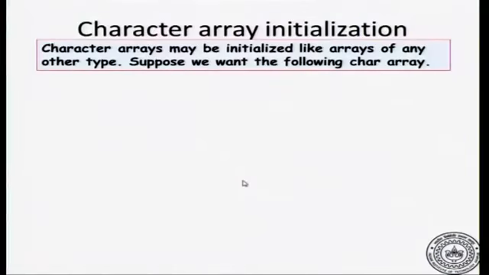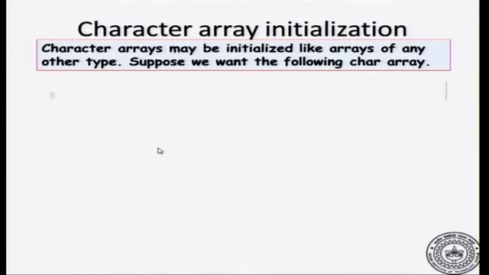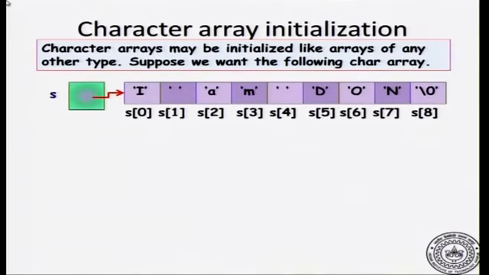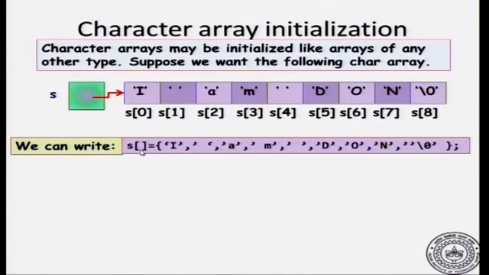Now, how do we initialize character arrays? Character arrays can be initialized like arrays of any other type. Suppose we want the following array, s equal to 'I', space, 'a', 'm', space, etc. I can initialize it just like I initialize the other arrays. I will not specify the size of s, and then give these characters, 'I am done'. This is another way to specify it, and the last character is a null character.